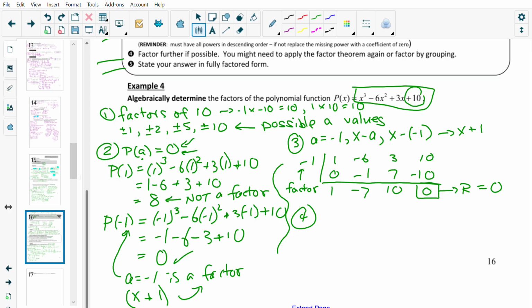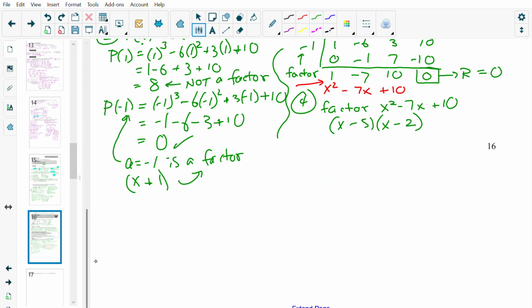Number 4. Factor further if possible. So from here, let me just write this in red to highlight this. Remember the quotient, the bottom part here, that's x squared minus 7x plus 10. Step 4 says factor further if necessary, and it is necessary. Remember, we're trying to determine all the factors. Okay, so we need to factor x squared minus 7x plus 10. Oops. So when we factor that, that's x minus 5, x minus 2.